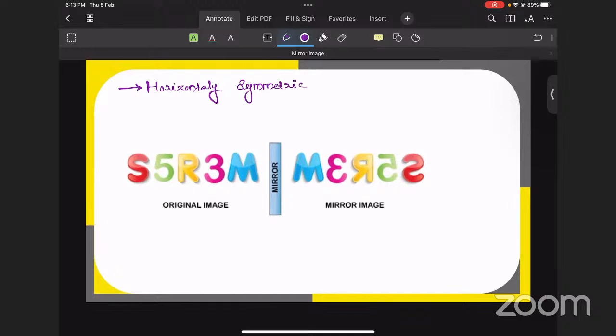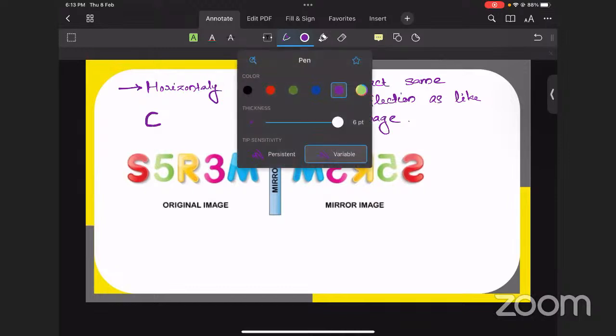If it is horizontally symmetric, we will be getting the exact same reflection. Horizontally symmetric things will be getting the exact same reflection as the image. For example, you can take the case of the English alphabet C. C is actually a horizontally symmetric letter.